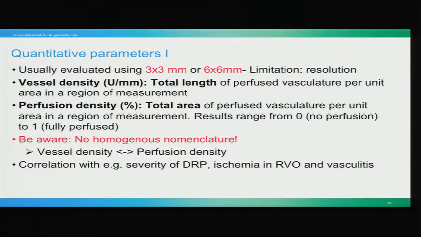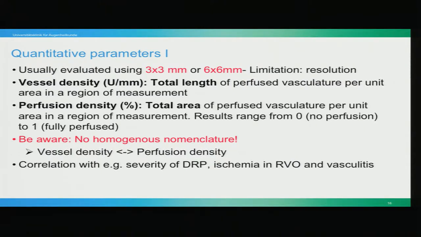So we use the central scans also to do quantitative assessment of the OCT images, and two of the main parameters to evaluate here are the vessel density, which evaluates the total length of the perfused vasculature, and the perfusion density, the total area of the perfused vasculature. However, you have to be aware that unfortunately these terms are not homogeneously used. So when you hear vessel density, you can't be sure that they are talking about the total length of the perfused vasculature, and you always have to go back and see what the definition was.